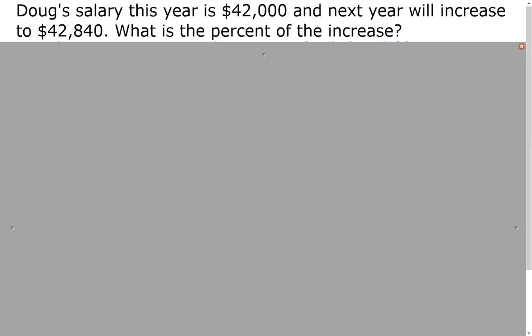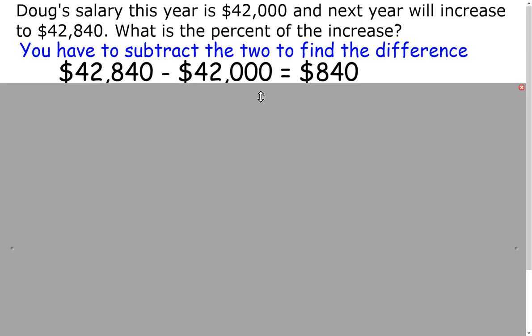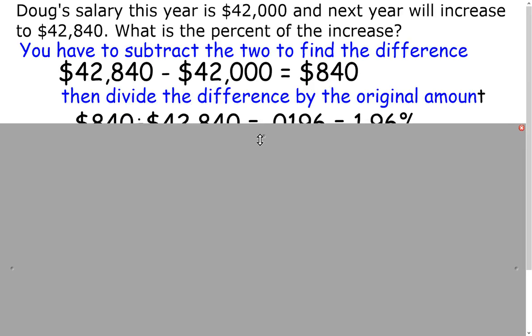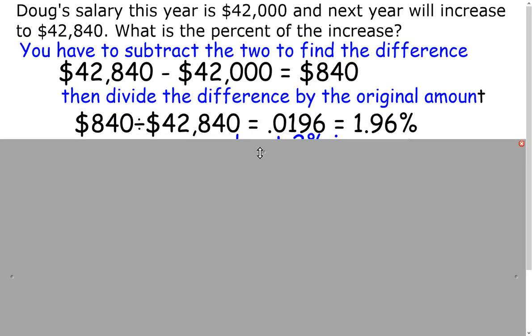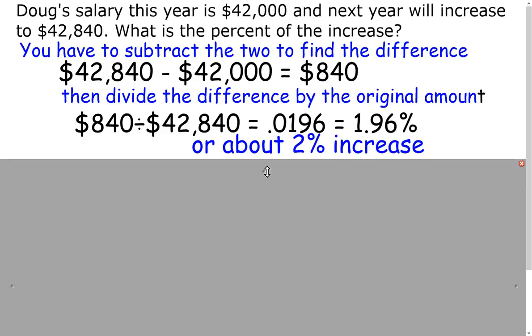One more page to look at here. We've got Doug's salary this year of $42,000, and next year it's $42,840. And what is the percent increase? So what you have to do for these is subtract the two to find the difference. And the difference is $840. And then you take that difference and divide it by the original amount. So the difference of $840 divided by the original of $42,000 gives you 0.02, and move the decimal over 1, 2. And you get 2% increase in pay.